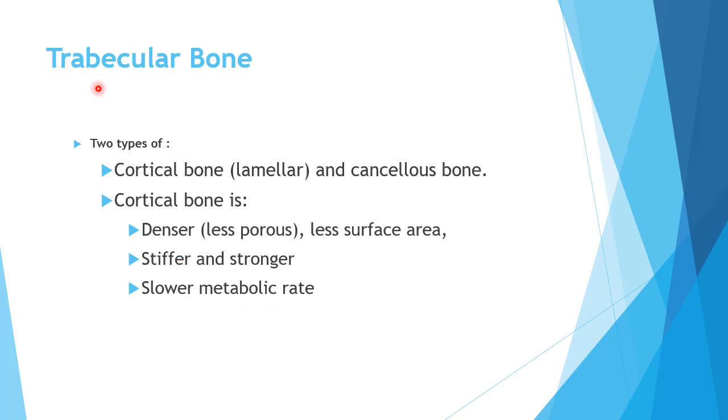So two types of trabecular bone, which is organized bone. It can be either cortical or cancellous. The cortical bone forms the cortex of the shaft of the bone. The cancellous bone, we can find it in the metaphysis. The cortical bone, as we said, is less porous, meaning it's more dense. It has less surface area. It is stiffer and stronger than the cancellous bone, and it has a slower metabolic rate. These are all important points that come into the questions.